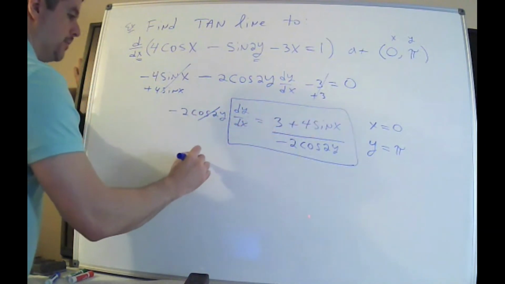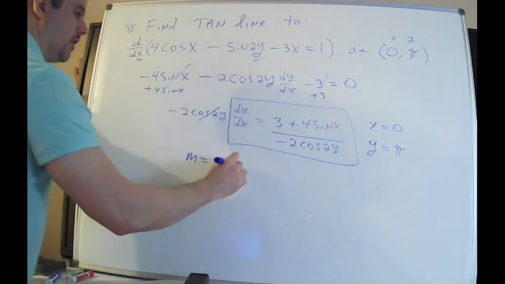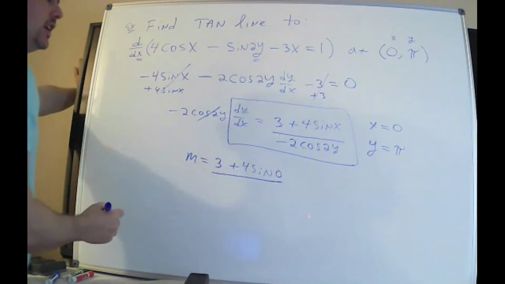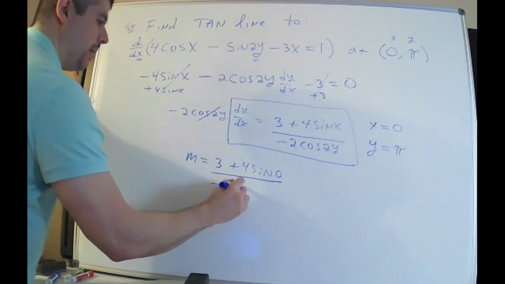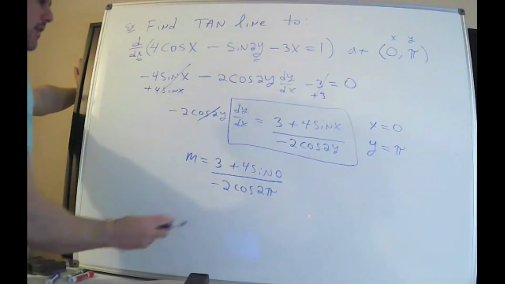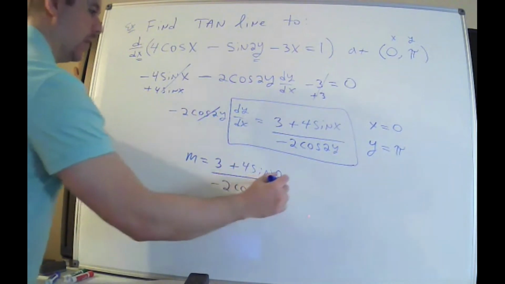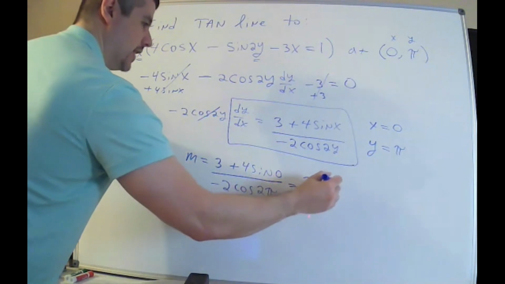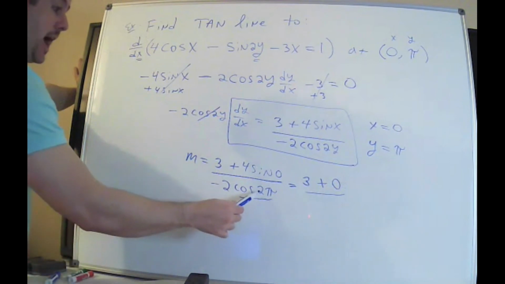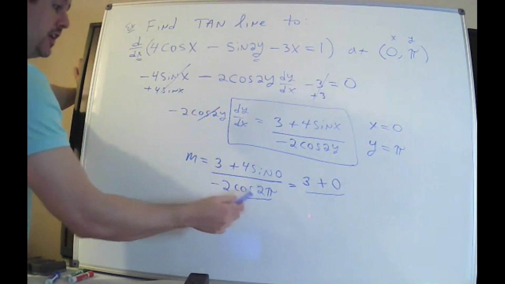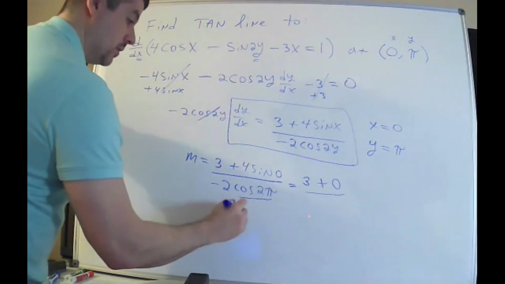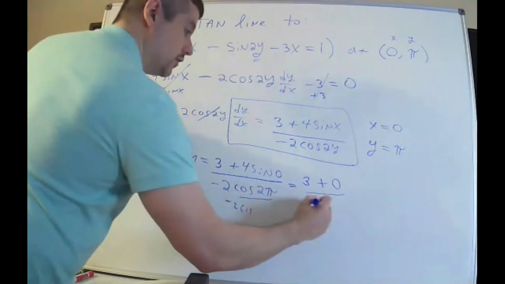So now I need my m. Wherever I see x, I'm going to put 0. And wherever I see y, I'm going to put pi. Now, what's awesome about this is the sine of 0 is 0. Yay! So that's going to be gone completely. The cosine of pi is negative 1, but I don't have pi. I have 2 pi. 2 pi is 360. So the cosine of 2 pi, which is 360, is 1. So I have negative 2 times 1, which is negative 2 on the bottom.